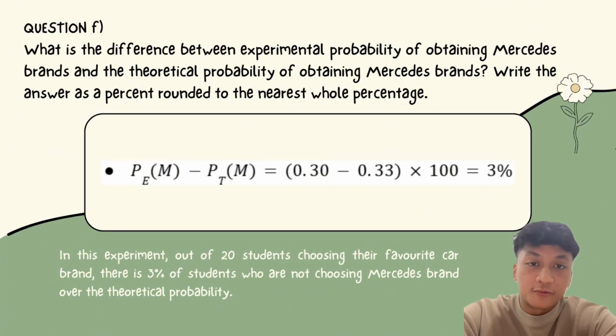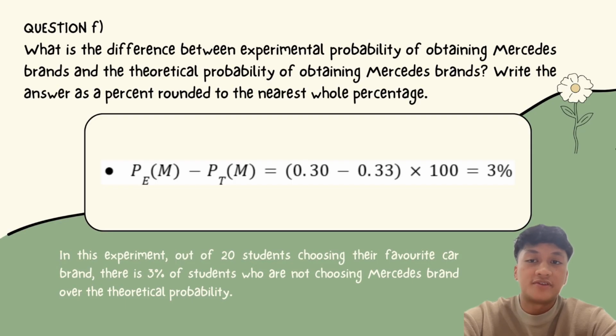Okay, now we go to question F. The question is, what is the difference between the experimental probability of obtaining Mercedes brands and the theoretical probability of obtaining Mercedes brands? We need to write the answer as a percent rounded to the nearest whole percentage. The formula is still the same, PEM minus PTM.